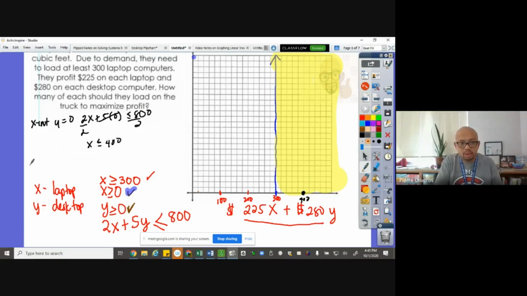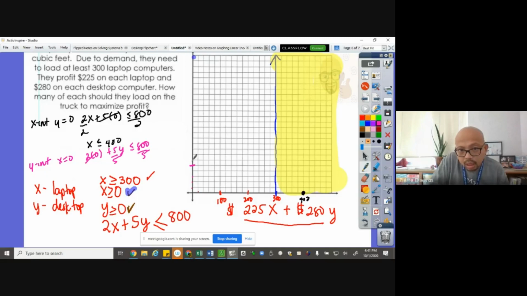And for the y-intercept, again, x is equal to 0. So 2 times 0 plus 5y less than or equal to 800. 2 times 0 cancels out, divide everything by 5. 800 divided by 5 is 160. So go the same here, 20, 40, 60, 80, 100.